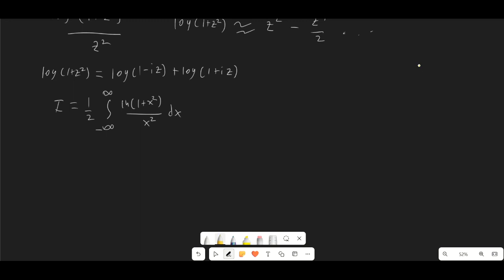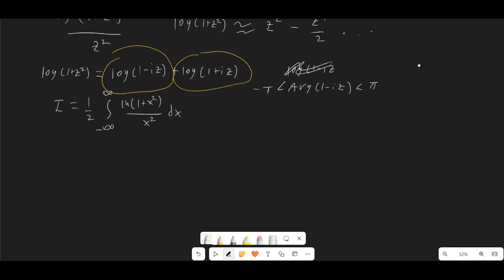Looking at these two natural logarithms, we're going to figure out where the branch cuts are. In general, I'm going to choose that arg of 1 - iz is going to be between negative pi and pi. This is the principal branch of the natural logarithm as well, so that makes it really easy. I'm going to choose these as my branch cuts because I know that usually works out very nicely.